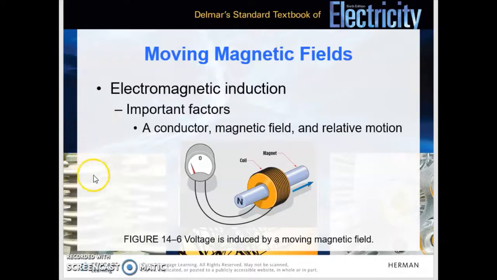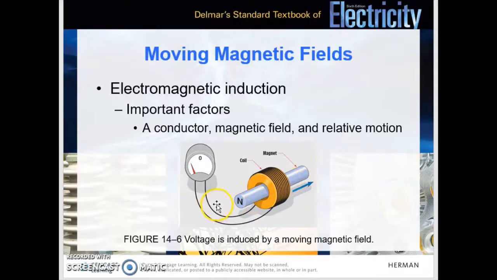Here we have a little bit different setup. We still have the zero center voltage meter. We have a conductor, and this time the conductor is wrapped around a coil several times. This coil is hollow in the middle, and here we have a magnetic rod. North is on this end of the rod and south is on this end, and the magnet itself is physically moving through the center of the coil.